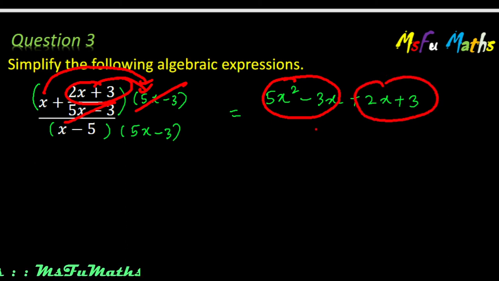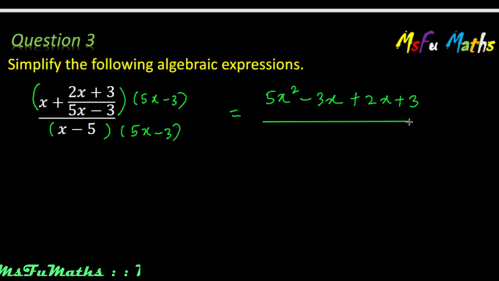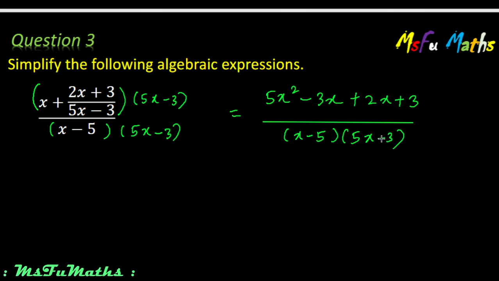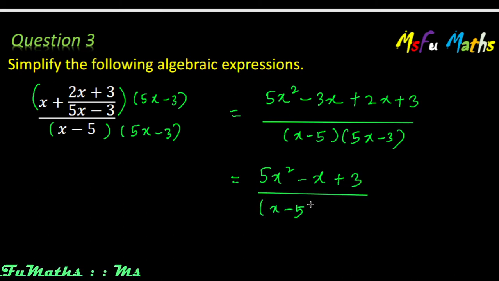For the denominator, you do not need to expand. So we see here we get x minus 5, 5x minus 3. We do have like terms here. Negative 3x plus 2x is negative x. So I'll combine that. We will get 5x squared minus x plus 3 over x minus 5, 5x minus 3. That's the final answer.